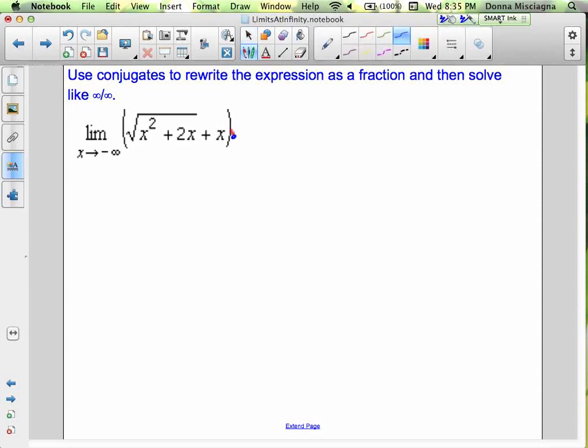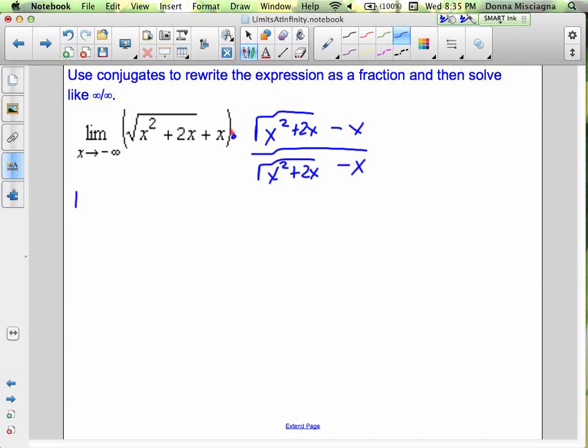So we're going to multiply by our conjugate. So that's going to be the square root of x squared plus 2x minus x, over the square root of x squared plus 2x minus x. All right, and now we multiply.